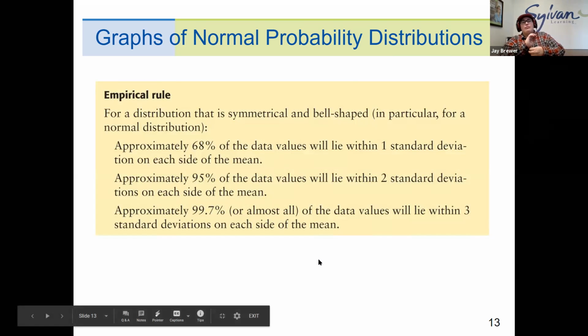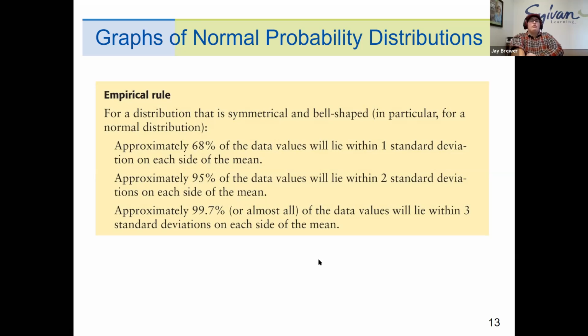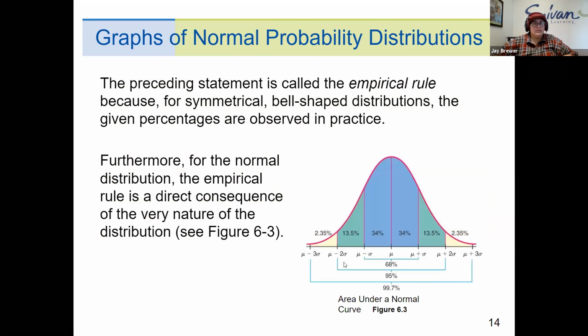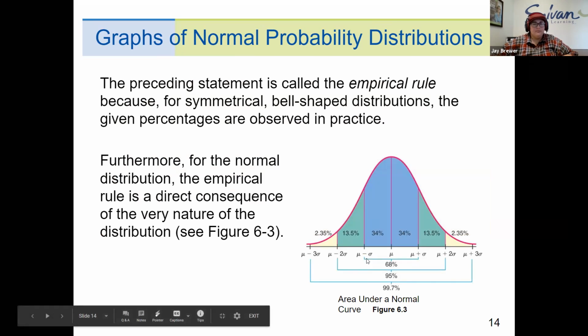Empirical rule. For a distribution that is symmetrical and bell-shaped in particular, so basically the normal distribution, approximately 68% of the values will lie within the first standard deviation, 95% will lie within the second, and 99.7%, or the vast majority, will lie within 3. The next thing should break that down for you, and it does. You want to draw this out or write it out or chart it out, whatever is the best for you.